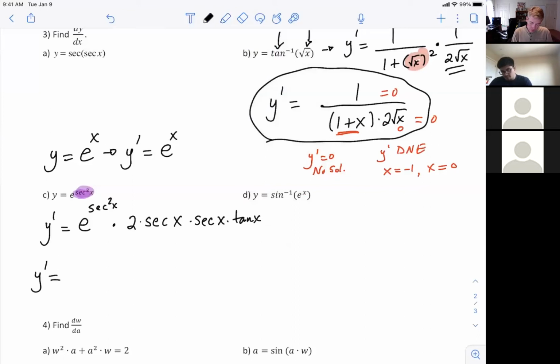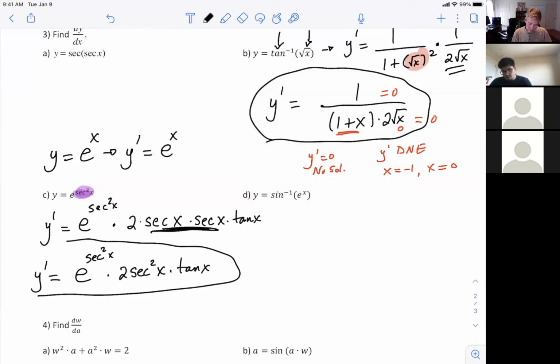And then the derivative of secant is secant of x, tangent of x. And then to finish this one, it could be simplified a little bit since this says secant times secant. So it's going to be e to the secant squared x, and then times a 2 and secant squared x, and times a tangent. And then part C is done.